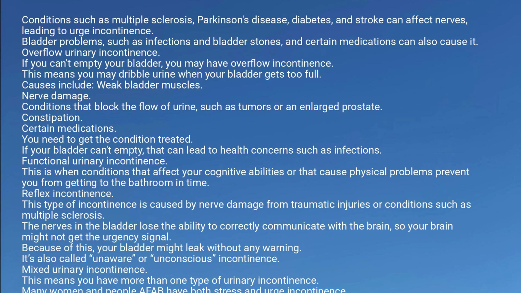Overflow urinary incontinence. If you can't empty your bladder, you may have overflow incontinence. This means you may dribble urine when your bladder gets too full. Causes include weak bladder muscles, nerve damage, conditions that block the flow of urine, such as tumors or an enlarged prostate, constipation, and certain medications. You need to get the condition treated. If your bladder can't empty, that can lead to health concerns such as infections.